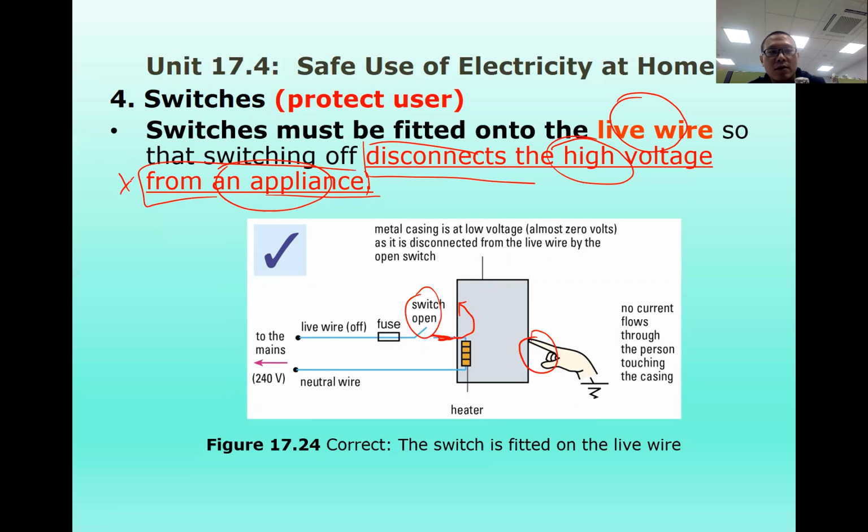This keyword is not new. You actually see it in the fuse. When we talk about the fuse, this is one of the keywords that we also use. So you'll find that this keyword keeps repeating itself: disconnecting the appliance from high voltage. Just take note of the keywords when you write your answer for this particular safety feature.